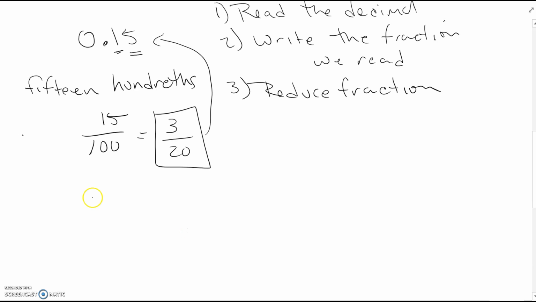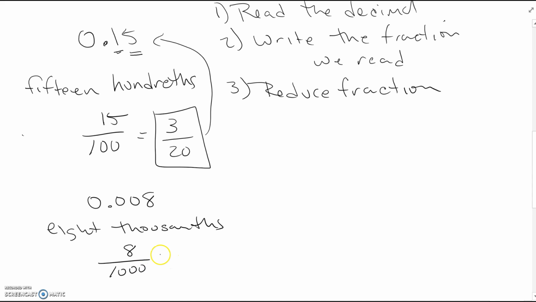And let's do another one of those. Okay, if I read this decimal, I read that as 8 thousandths. So I'd write 8 over 1,000, and then again I'd reduce that. That reduces down to 1 over 125.